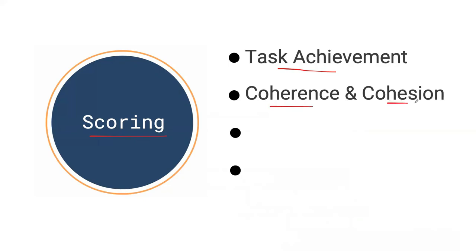Coherence and cohesion goes right along with our outline. So the examiner will want to know that everything makes sense, that it's organized in a clear way, and that it's logical. So in this case, you don't want to start out with body paragraph 1 and finish with a paraphrased task question. You really want to introduce your topic, give an overview, and then write your details.